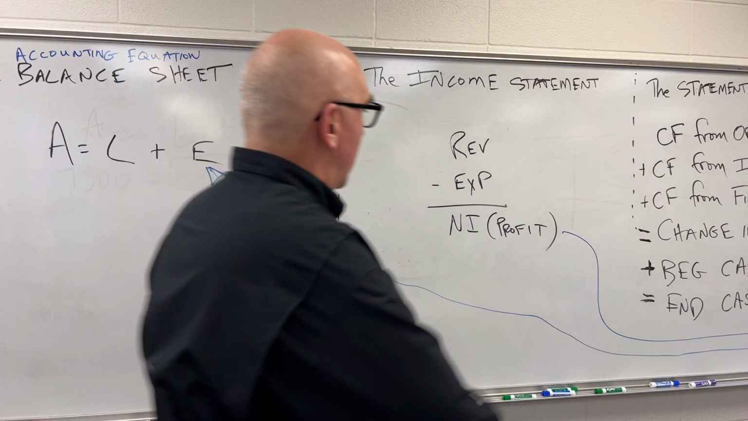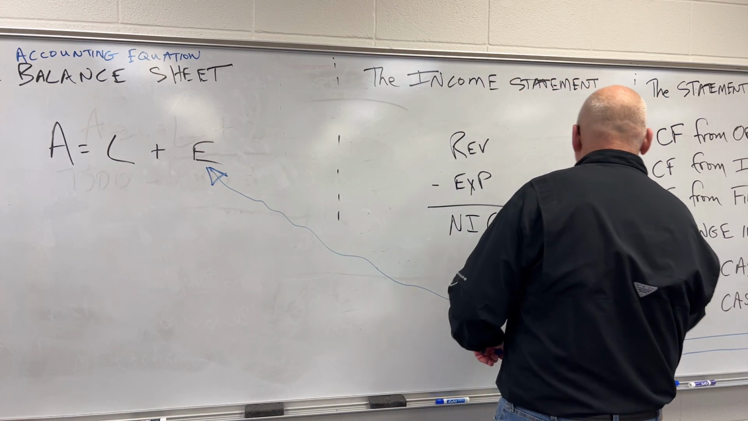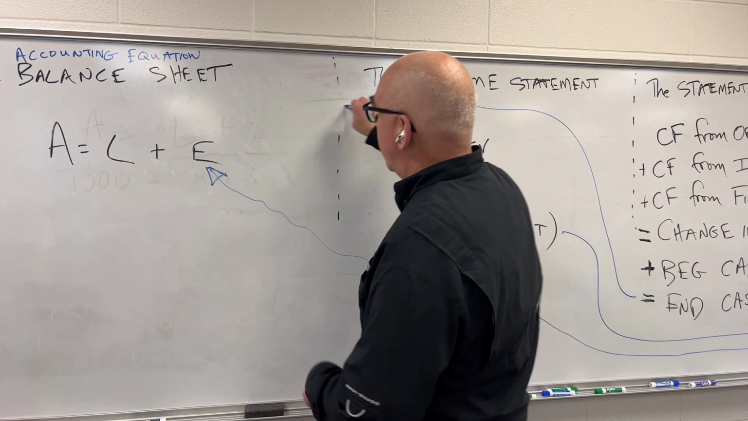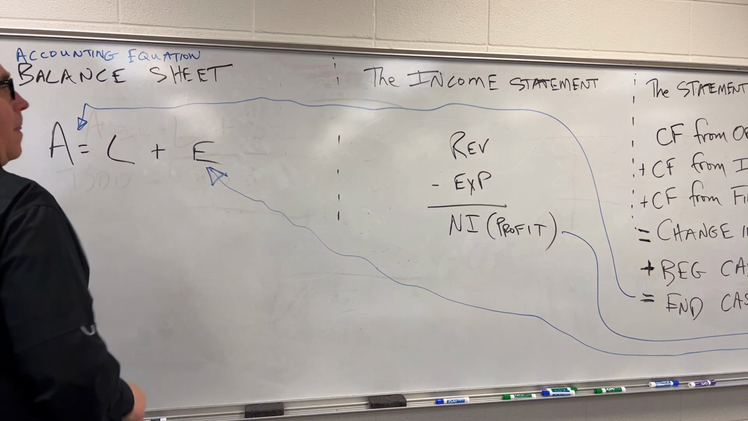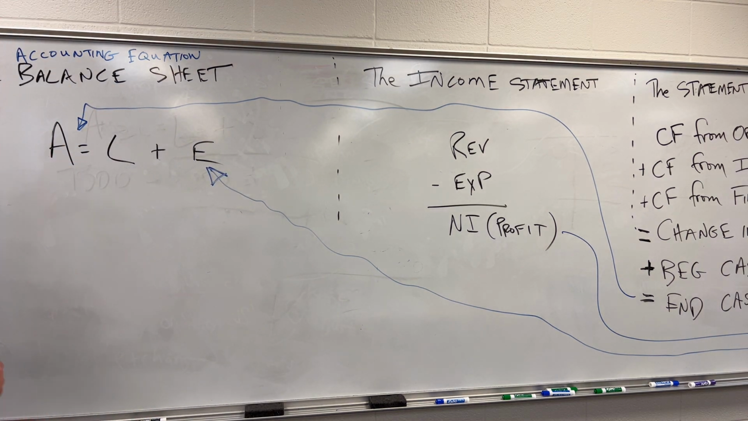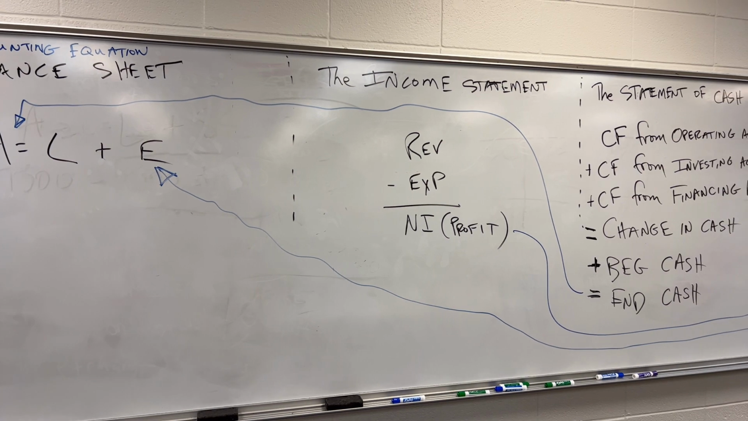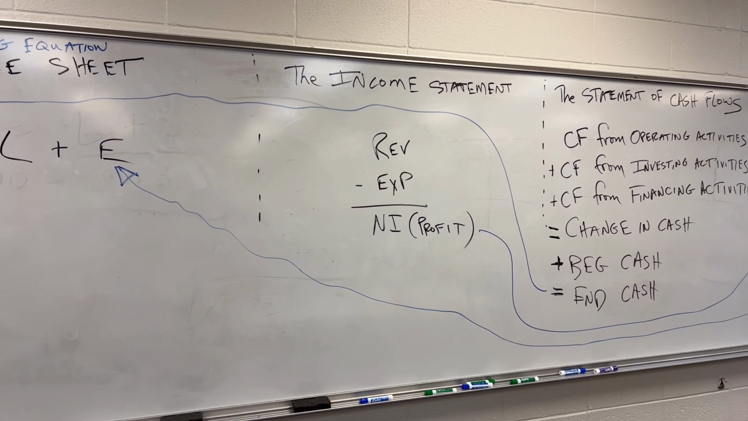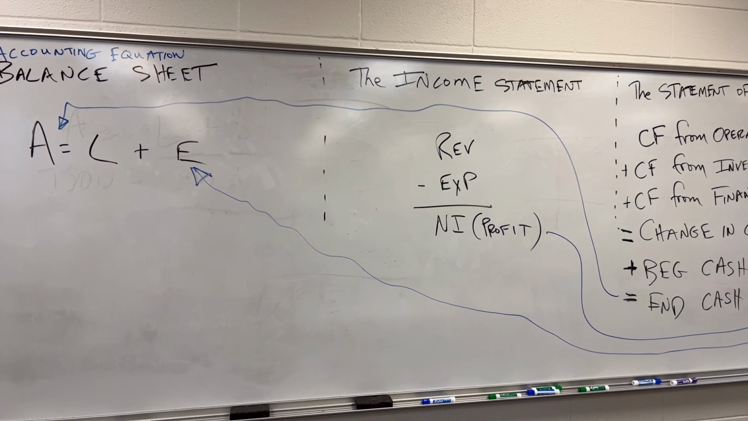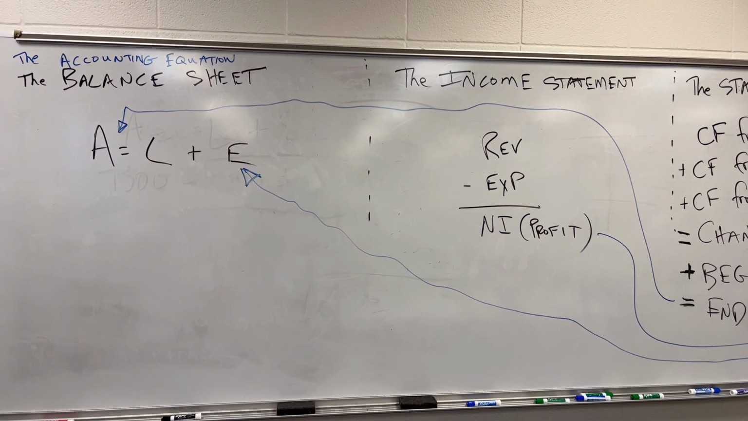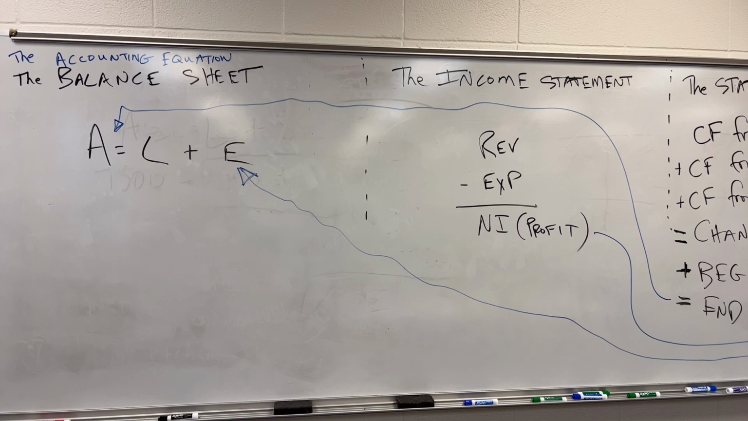Ending cash. Let's draw this in a different direction. There we are. Can you see all that arrow here? Yes, you can. You can see ending cash from the statement of cash flows. And then you follow that arrow, it goes left and then above revenue and all the way over to assets.